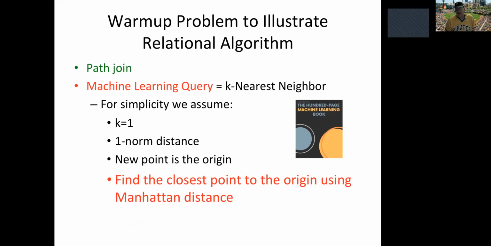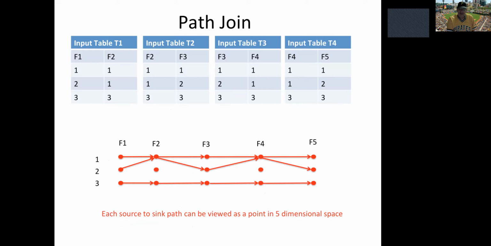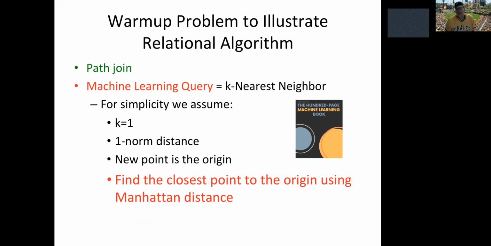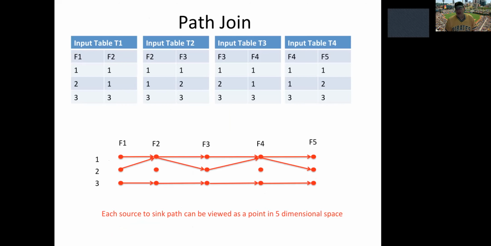All right, so just to give you a feel for what a relational algorithm is, I'm going to take a very simple problem: find the closest point to the origin. This is a very simple version of the k-nearest neighbor problem. We're going to do this over a particular type of join, which is a path join. A path join is just joining together a bunch of tables where the second attribute of the previous table is equal to the first attribute of the next table.